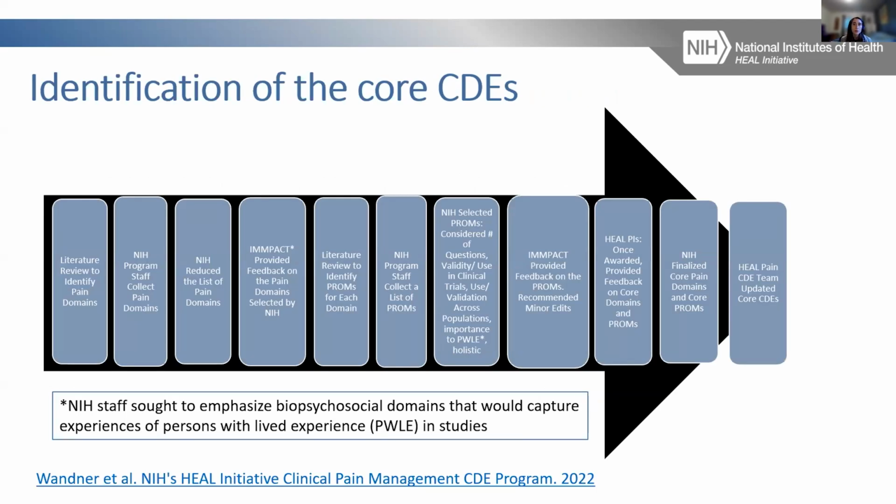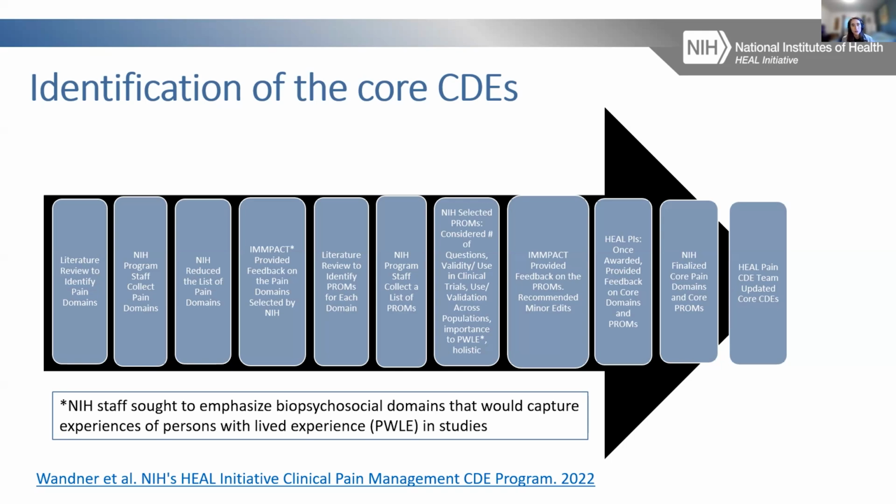This slide provides a brief overview of how the HEAL CDE program established the core set of domains and measures. So first, NIH staff conducted a semi-systematic literature review to identify important pain domains that should be assessed in research. After that, NIH program staff collected domains that were associated with the research, and they focused on the most common domains. And then they reduced the list of pain domains.